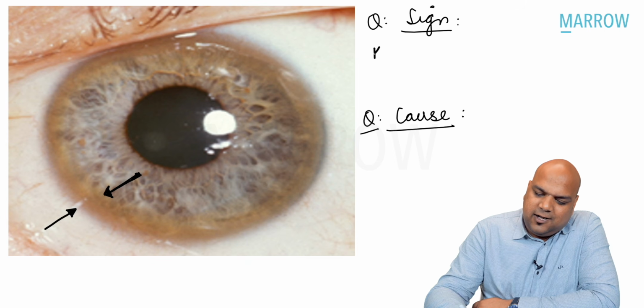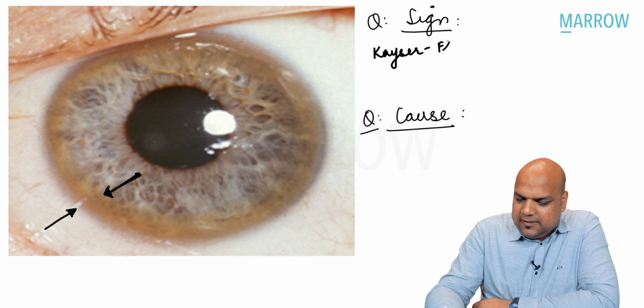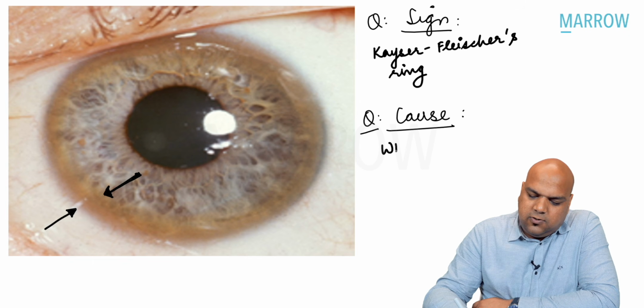Yes, sir. Now we get the answer. This is a Kayser-Fleischer ring. What is the cause? All of us know the cause is Wilson's disease.